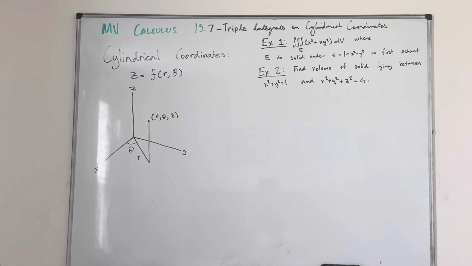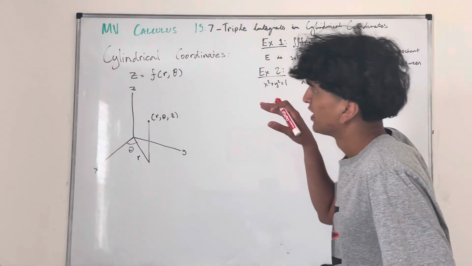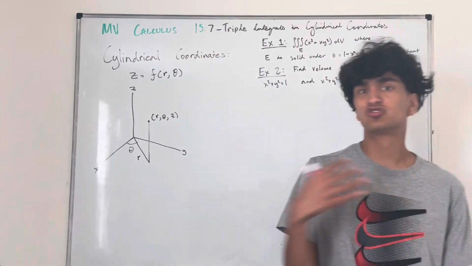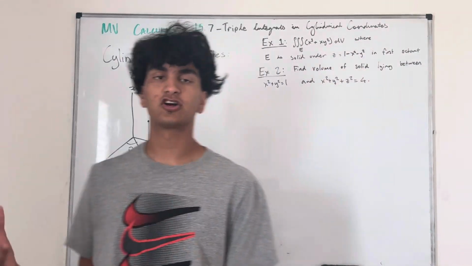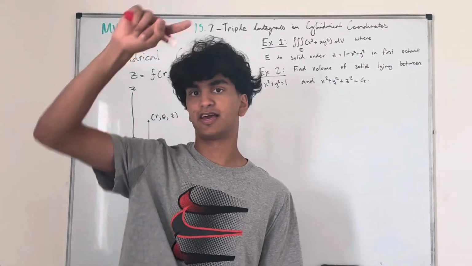All right, so we're going to talk about how to take triple integrals with cylindrical coordinates. First, what are cylindrical coordinates? In the same way that polar functions are just a different way to define a function. Usually in Cartesian, we say y equals f of x. For a certain value of x, you get a certain value of y.